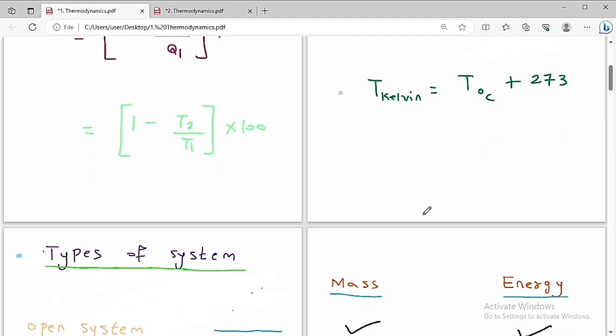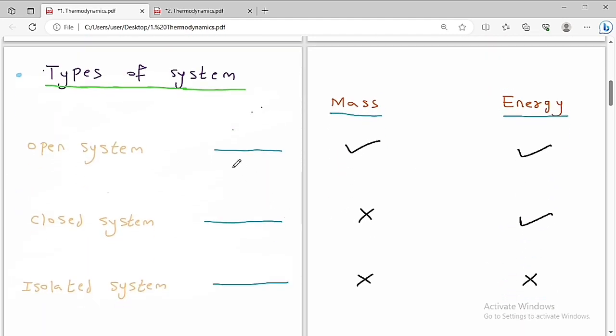Okay, now the next concept is the types of systems. Basically, there are 3 types of systems, which are the open system, the closed system, and the isolated system. In the case of an open system, the mass as well as energy are going to transfer across the boundary.